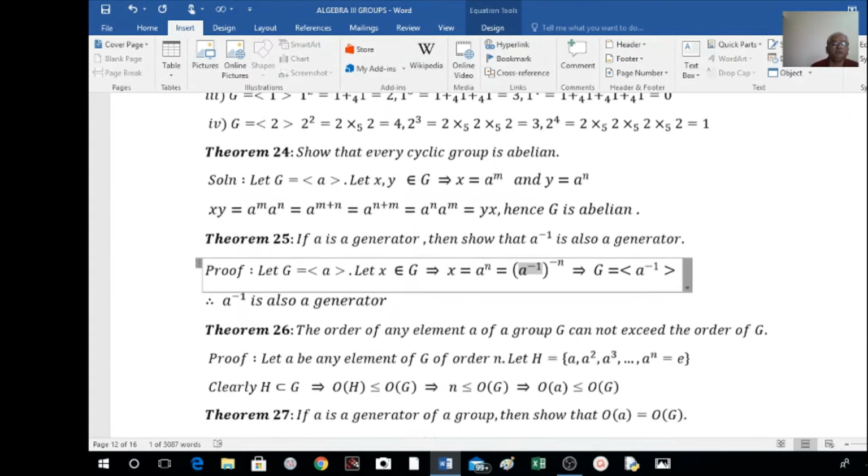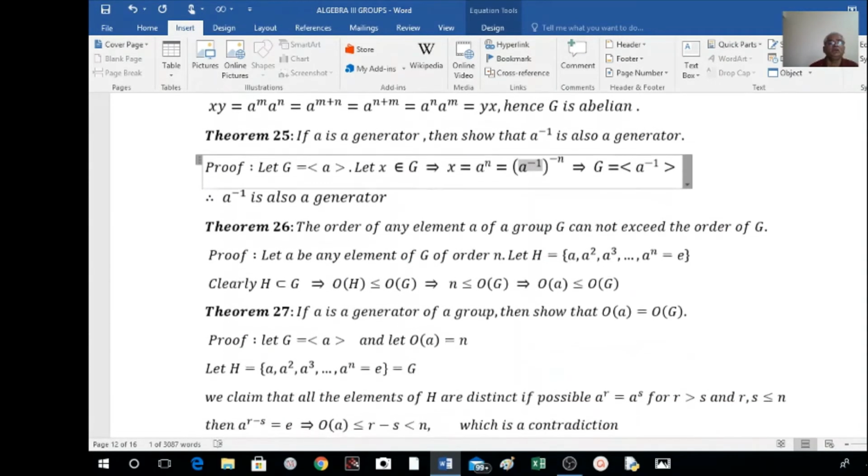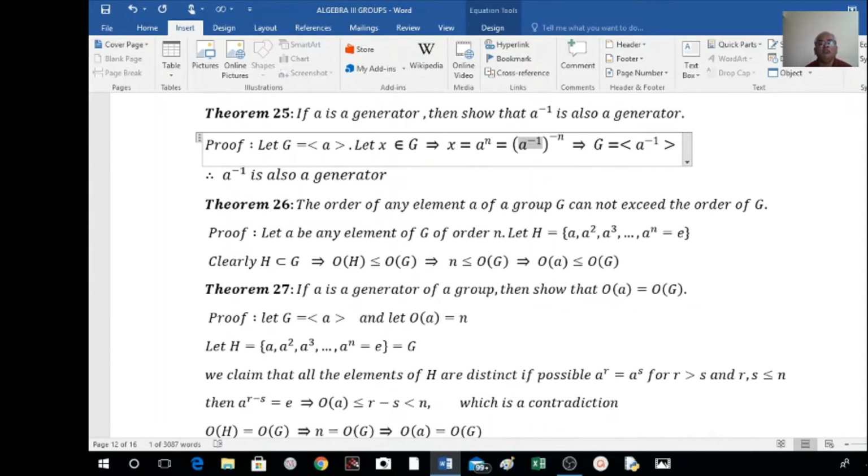Next theorem. The order of any element A of a group G cannot exceed the order of G. G is a group with some order, and A is an element of G, having its own order. What we have to prove here is that the order of A cannot exceed the order of G. That is, order of A is less than or equal to order of G.